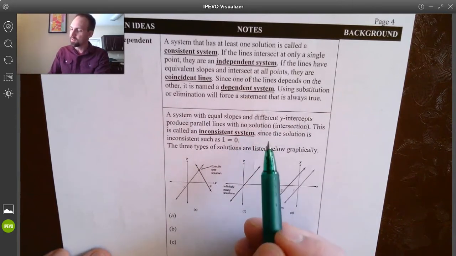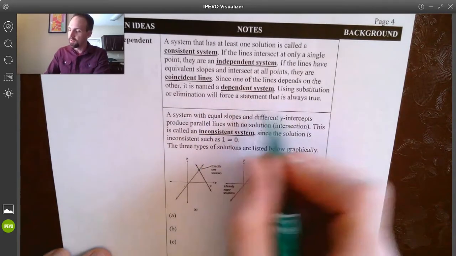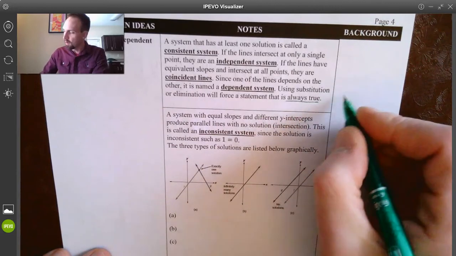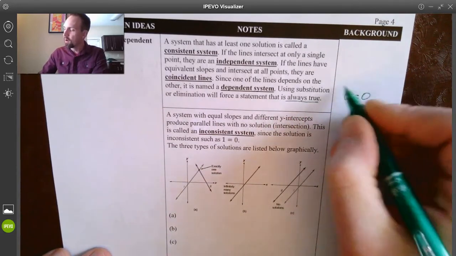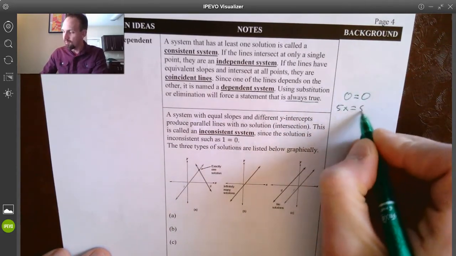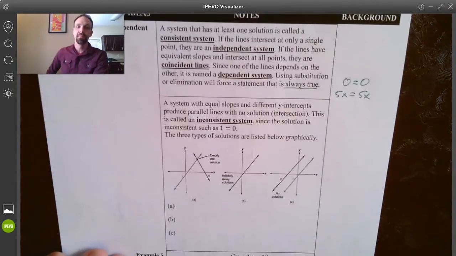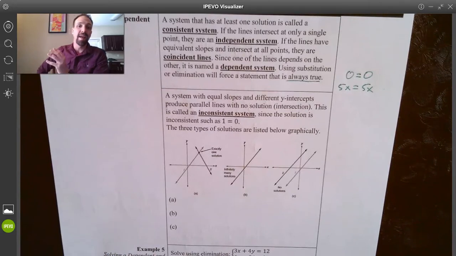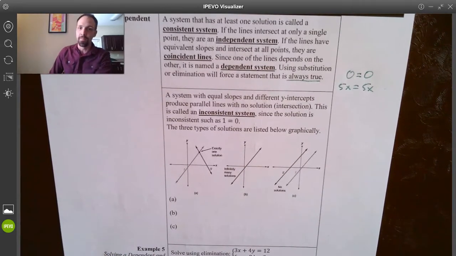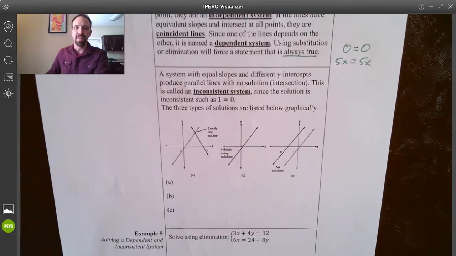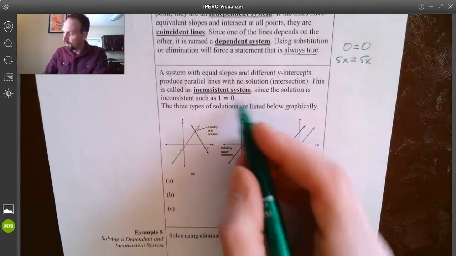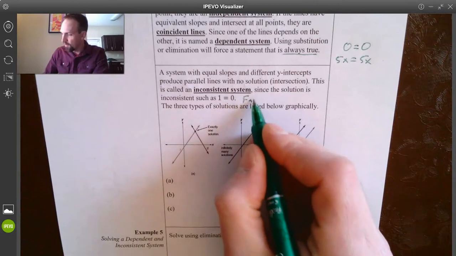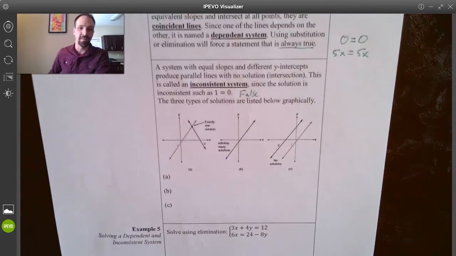So using substitution or elimination will force a statement that is always true. Remember, a statement that's always true is something like 0 equals 0, or you get something like 5x equals 5x, something along those lines. A system with equal slopes and different y-intercepts, we get that it has no solution. We call that an inconsistent system. So there's no solution at all. So we get a statement that's false, like 1 equals 0.